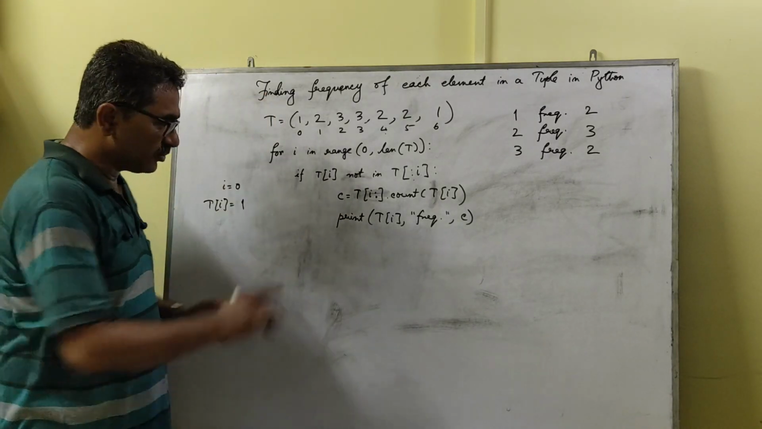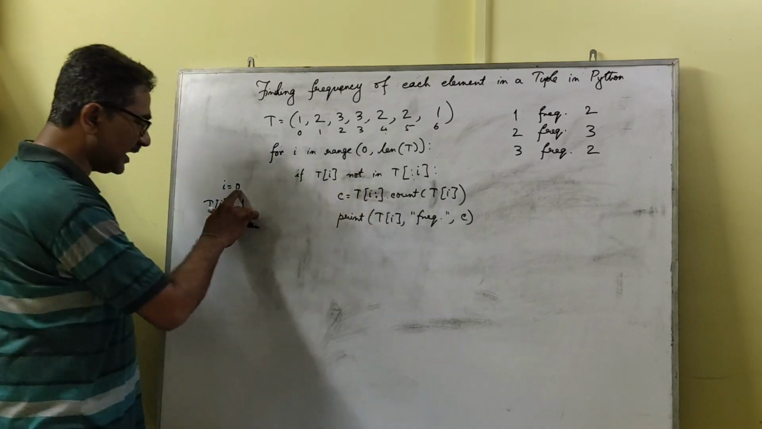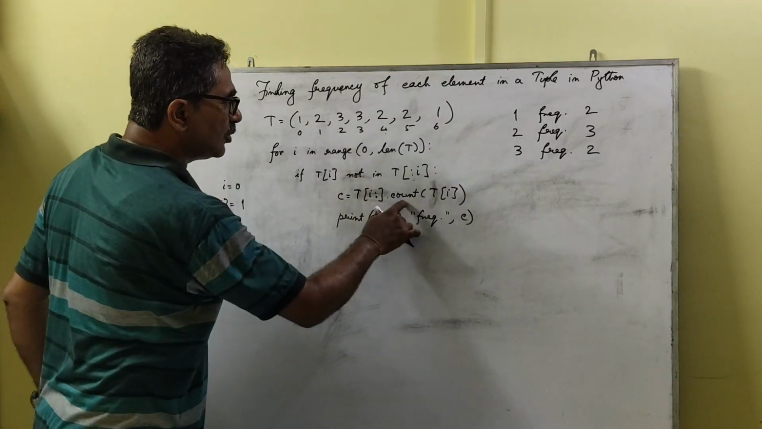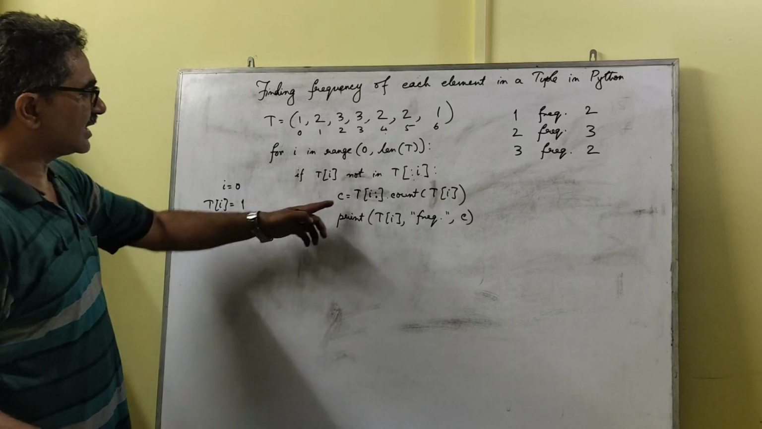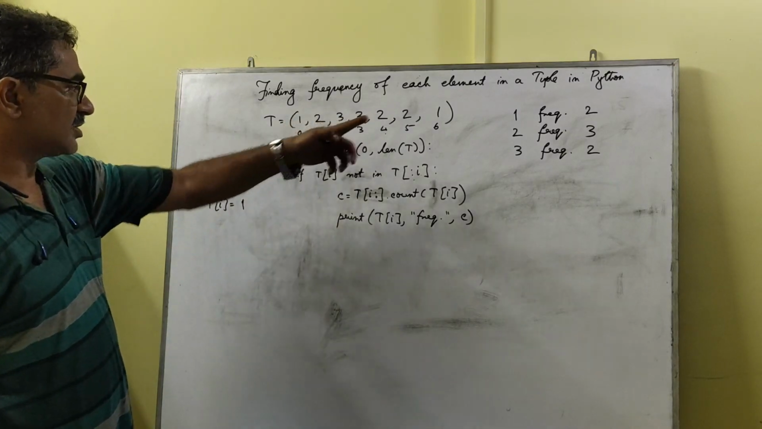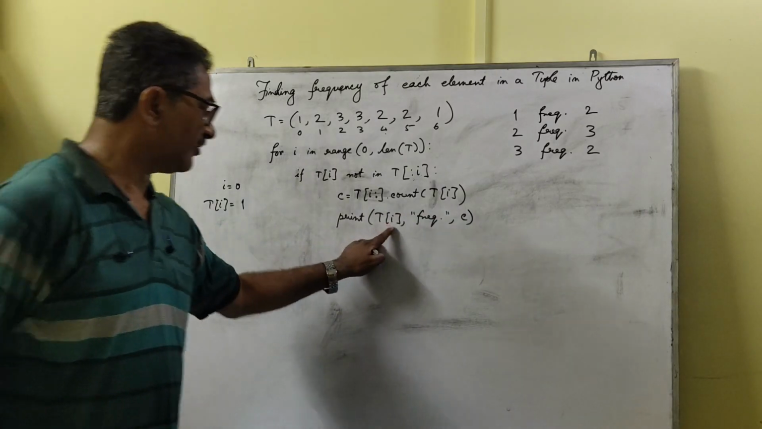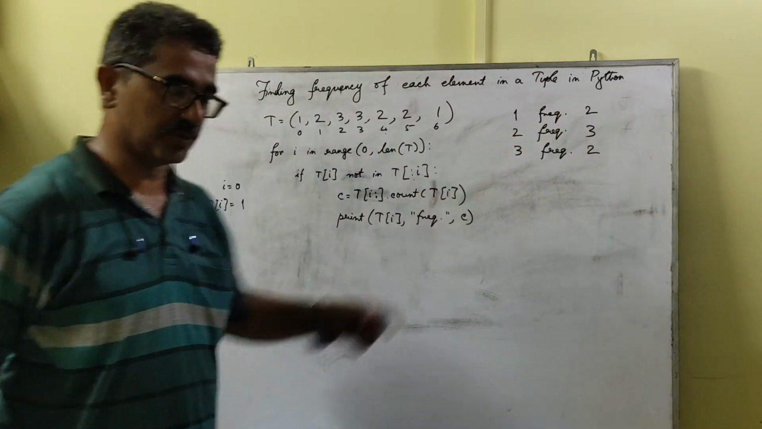So in that case, what am I doing? From the current position, that is i where i is 0, from the 0th index till the end, I am counting how many times t of i, that is 1, is present over here. The value of c will be 2 because 1 is occurring twice. So print t of i, frequency c. It's going to print t of 0, that is 1, and along with this the frequency, that is 2.